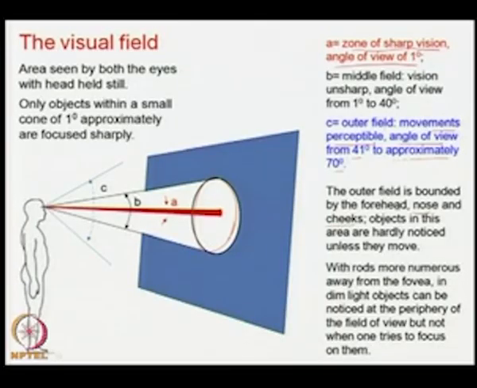With rods more numerous away from the fovea, rod cells, in dim light objects can be noticed at the periphery of the field of view, but not when one tries to focus on them. So, the periphery area and focus area we need to consider with this.